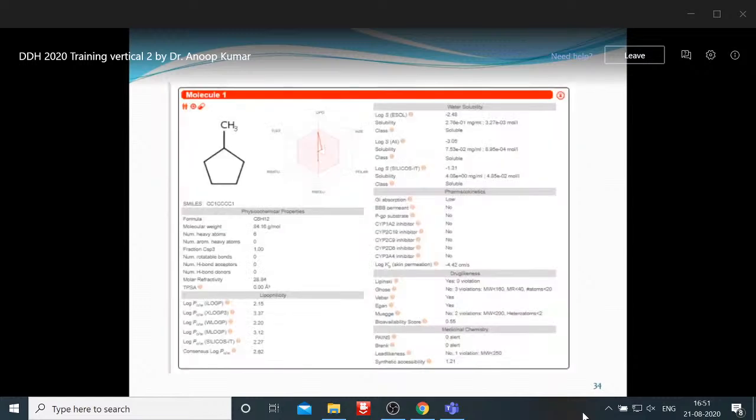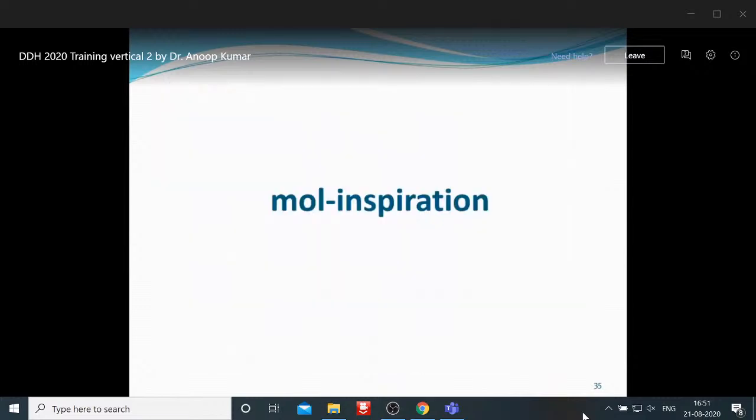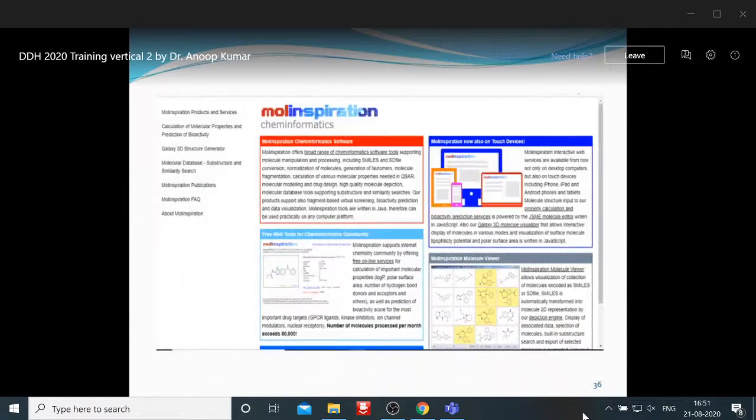Like that, there is another web server, Molinspiration. You just have to type Molinspiration in Google and you will get this information: what Molinspiration is, on what basis this web server is designed, what its limitations are, and what you can do by using this web server. And these are all freely available. There is no need for any kind of license or anything else.